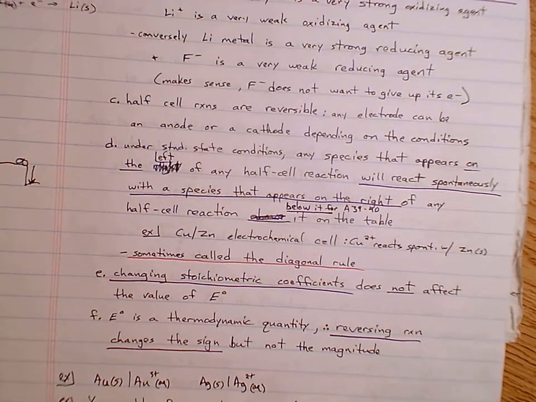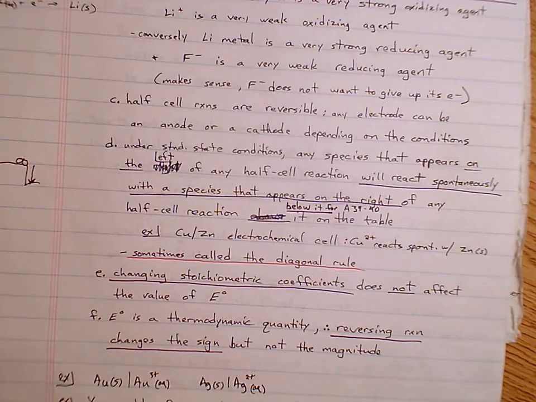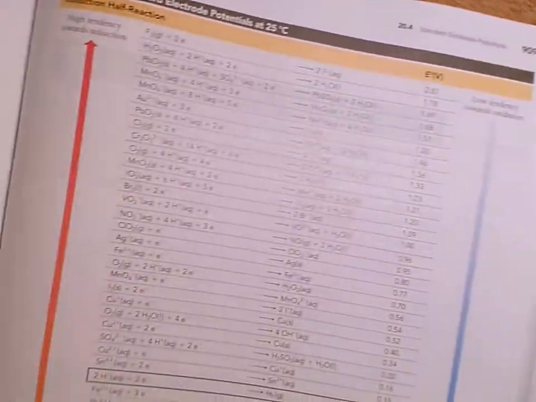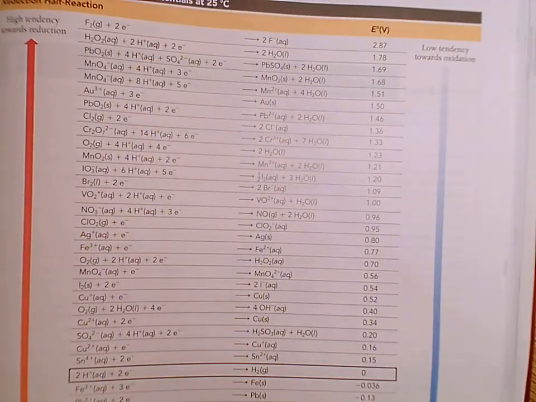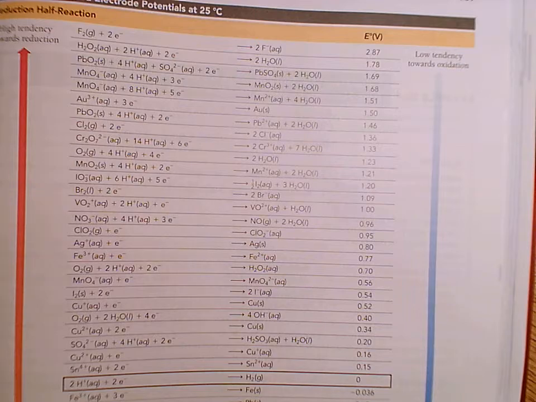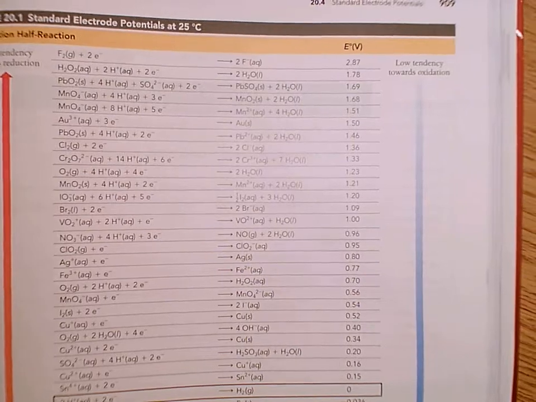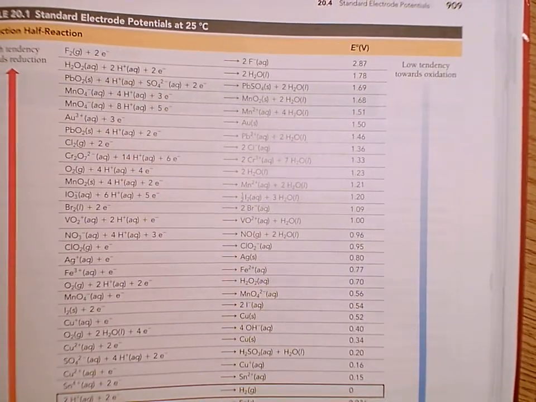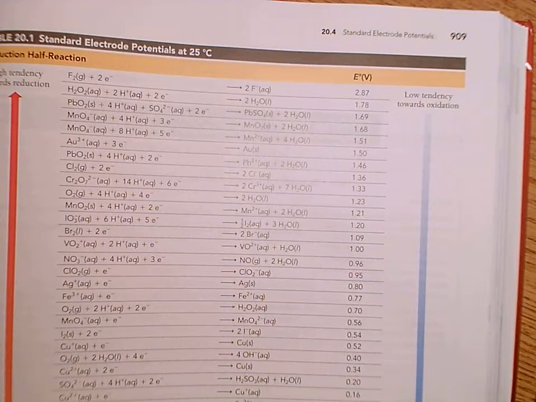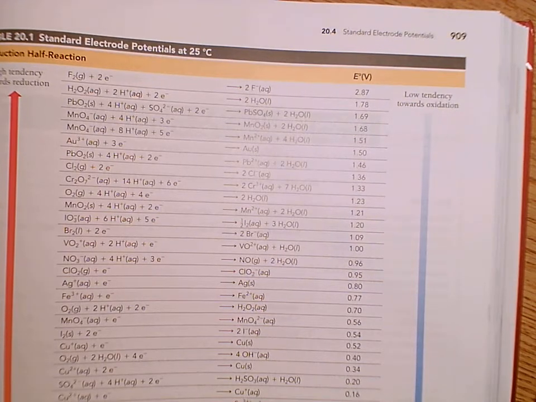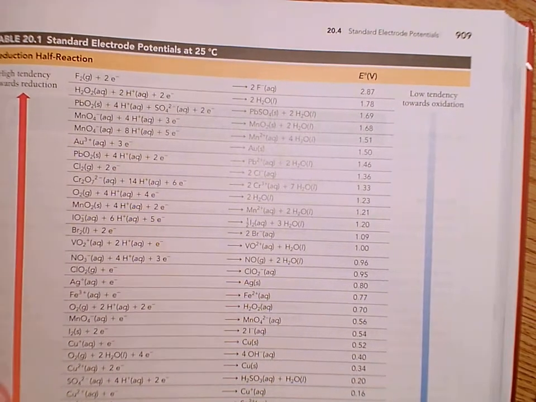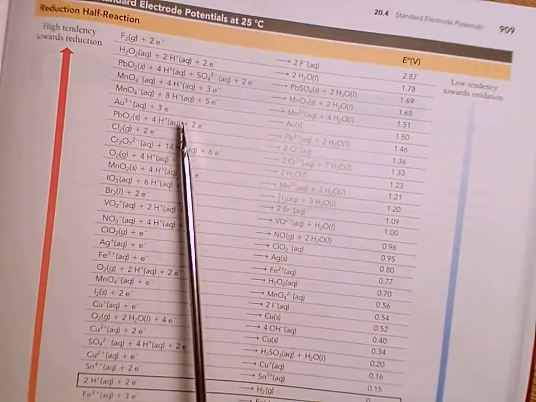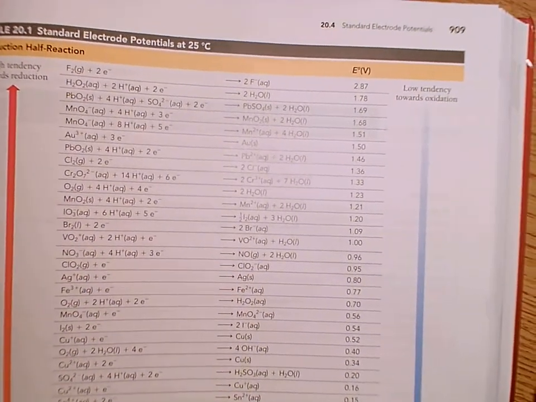All right. So let's look at the table of reduction potentials and go through some of these things. So here we have it. It's in the Tro book, page 909. And what we find, note this is the standard electrode potentials at 25 degrees Celsius, standard conditions. Note everything is written as a half reaction, everything is written as a reduction half reaction.